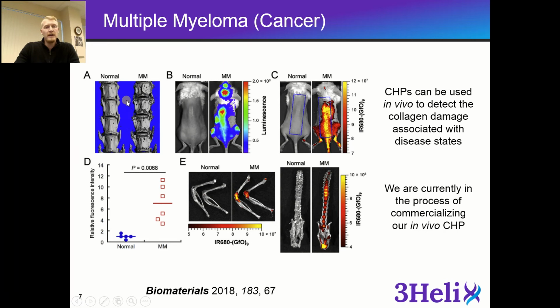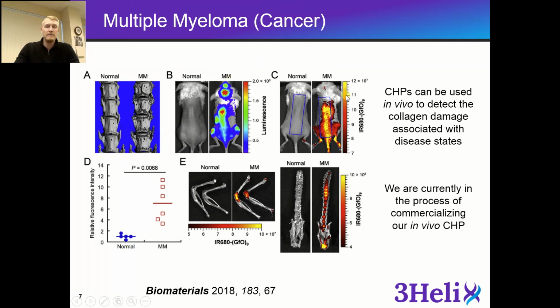In panel A, you see a micro CT image of a normal healthy mouse versus the spine of a multiple myeloma mouse. As you can see, there's a lot more bone lesions due to the cancer cells eating away and damaging collagen in the spine. In panel B, this is a bioluminescence image showing where the cancer cells are actually localizing. So the higher the intensity means there's a higher amount of cancer cells.